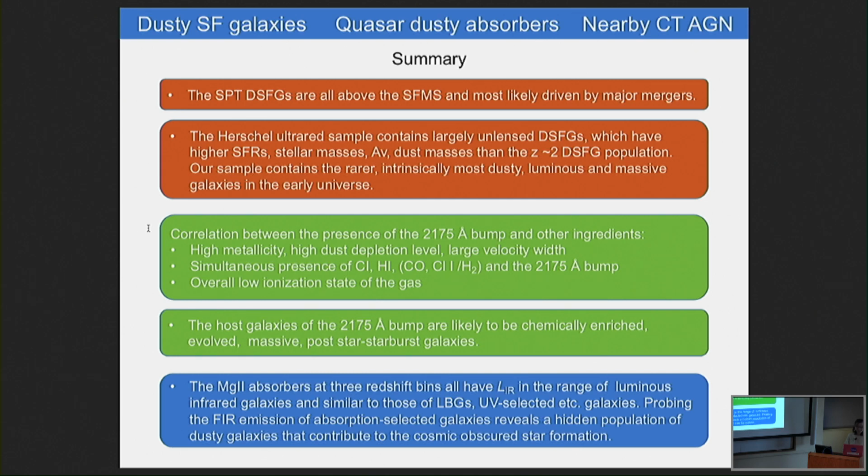Oh, very clear. I might have missed that, but you said you have evidence that the dusty galaxies are driven by major mergers. What kind of evidence is this? So we have ALMA CO data, and because this is a gravitationally lensed source, we have to do source plane reconstruction. After that, we see 2 components.